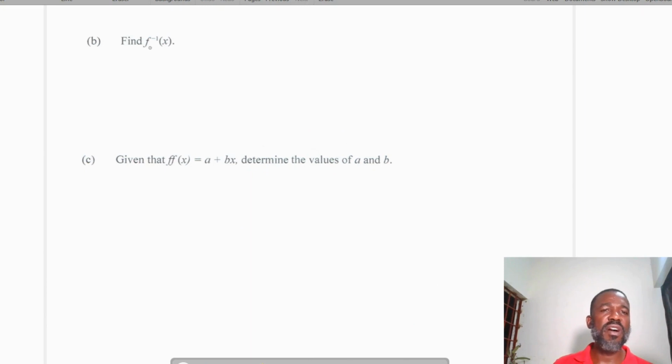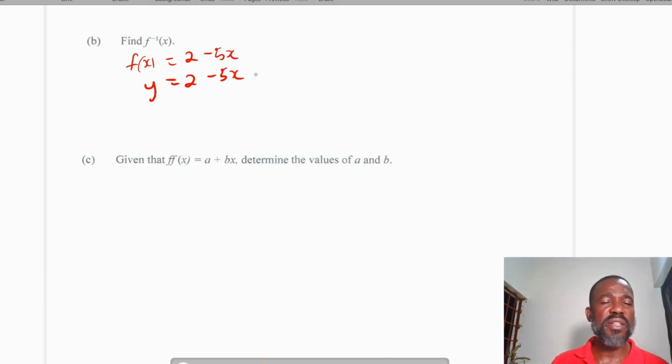Now, the inverse of f of x. Okay, so remember now, f of x was equal to 2 minus 5x. So that is what f of x was equal to. So what we are going to first do is define the function. How do we define the function? By saying y is equal to 2 minus 5x. So that's how we define the function.